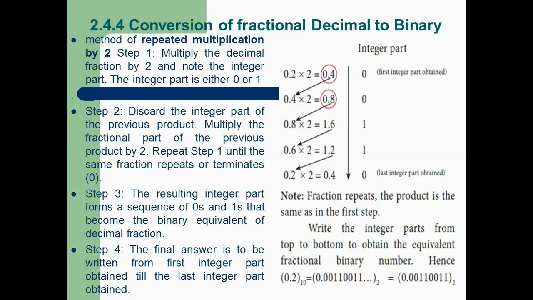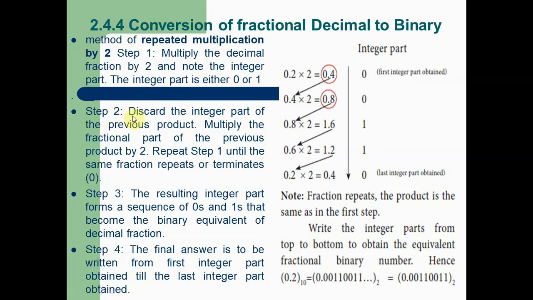Now we are going to see the conversion of a fractional decimal to a binary number. In the last topic we discussed only whole numbers and how to convert any whole number into different formats. Now we are going to discuss how to convert a fractional decimal number into binary. This method is known as repeated multiplication by 2. The first step is to multiply the decimal fraction by 2 and note the integer part. The integer part is either 0 or 1.